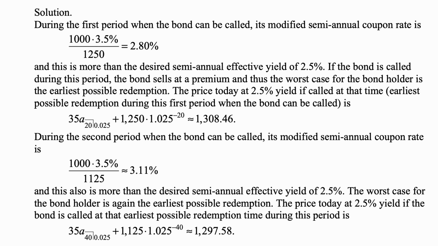And here's the solution. During the first period when the bond can be called, its modified semi-annual coupon rate is 1,000 times 3.5% divided by 1250. Remember, the modified coupon rate refers to coupon divided by the redemption value, and in this case the redemption value is 1250 if it's called, so it's 2.80%. And this is more than the desired semi-annual effective yield of 2.5%. If the bond is called during this period, the bond sells at a premium, and thus the worst case for the bondholder is the earliest possible redemption, because the bondholder is getting 2.8%, but wants 2.5%. This is very nice.